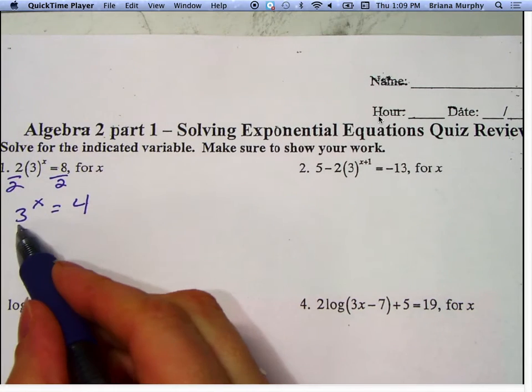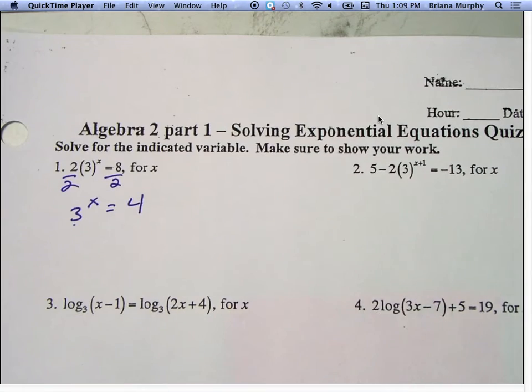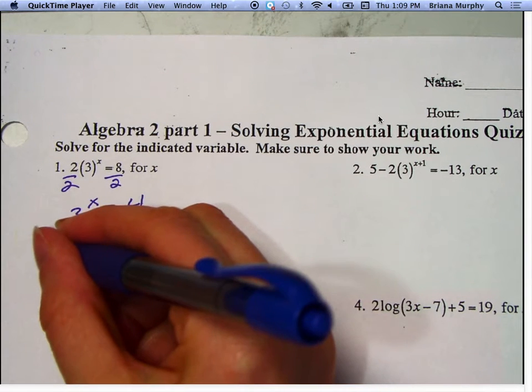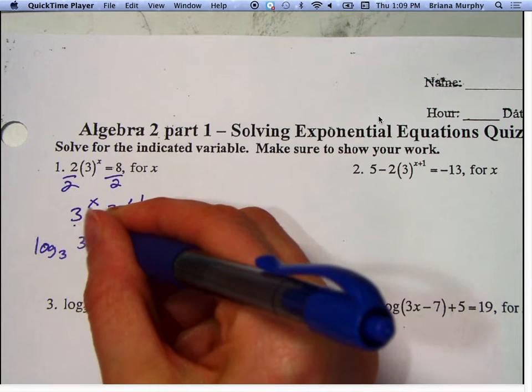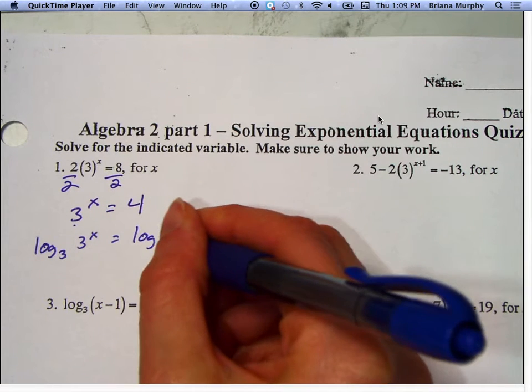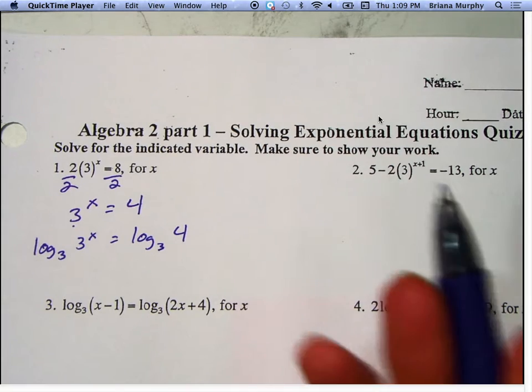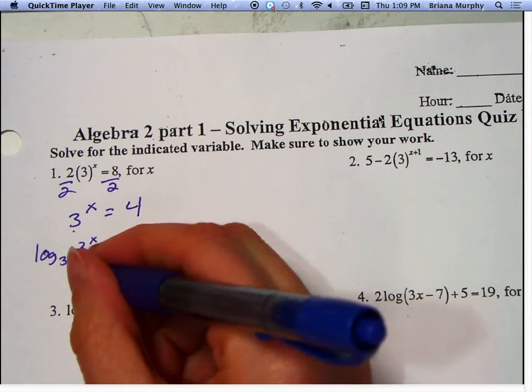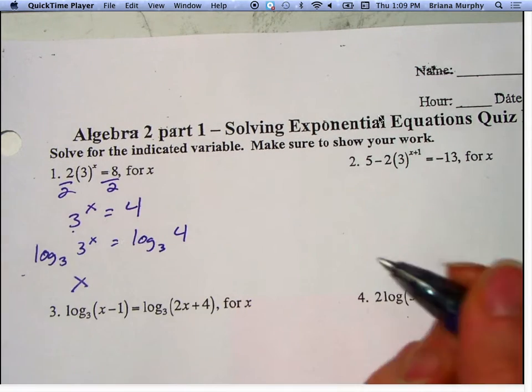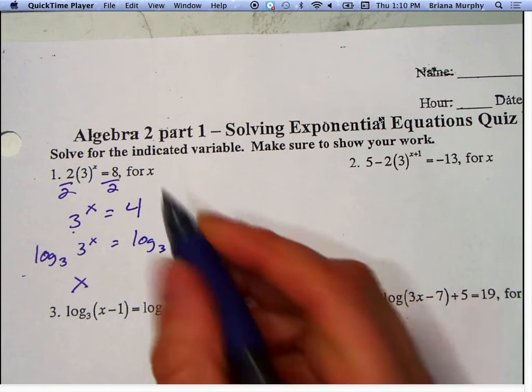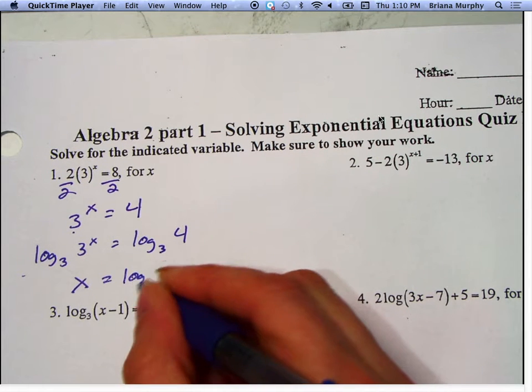So we have the base is 3, so I'm going to take log base 3 of 3 to the x equals log base 3 of 4. Whatever I do to one side, I've got to do to the other. Log base 3 of 3 just gives me 1. By the power rule, I was able to bring that x in front. So x equals log base 3 of 4.